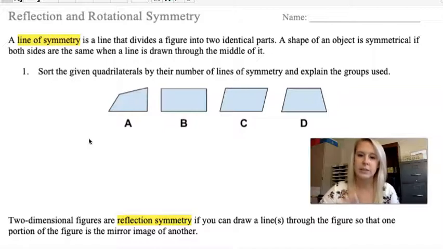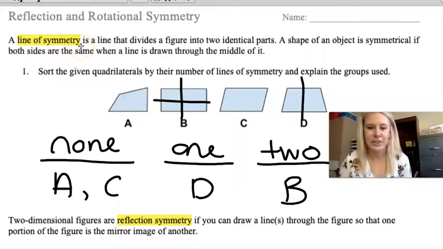I want you guys to look at the following quadrilaterals. We have A, B, C, and D, and I want you to sort them into categories based on their lines of symmetry. Maybe the shape has one line of symmetry, maybe it has more than one, maybe it doesn't have any at all. Press pause and sort away.